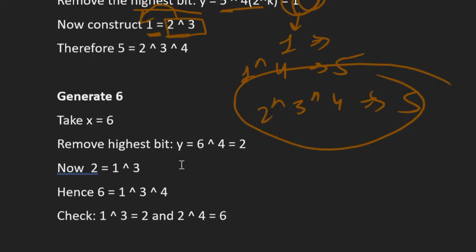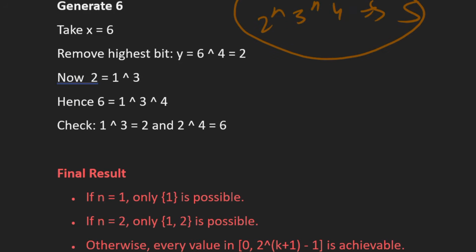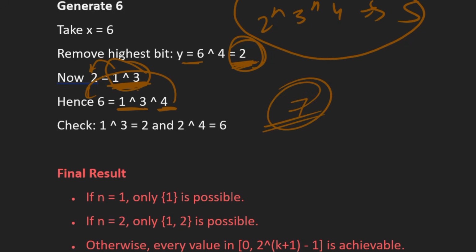Then similarly we will generate 6, that is we remove the highest bit. So when we remove the highest bit, we will get y is equal to 2. So now we have to make 2 using 2 numbers from the array. So when we use 1 XOR 3, it will give us 2, right? And then when we do 2 XOR 4, it will give us 6. So we are getting 6 also. Then in the similar manner we'll get 7 also.